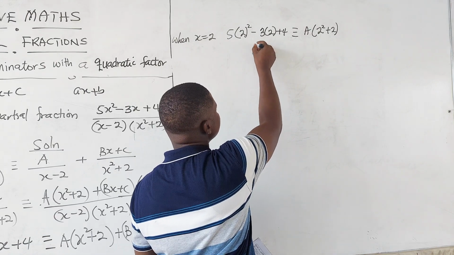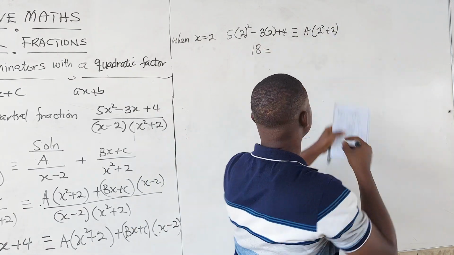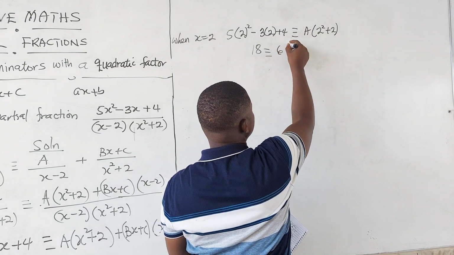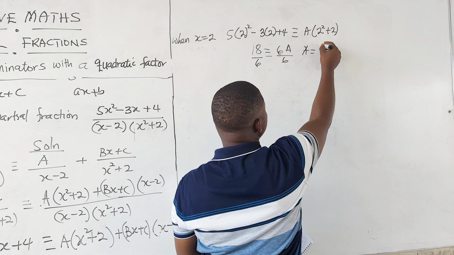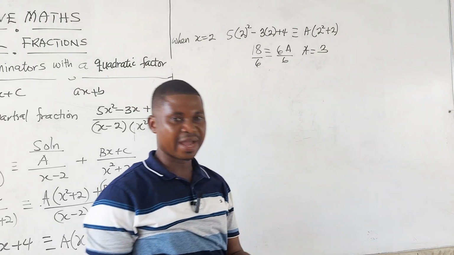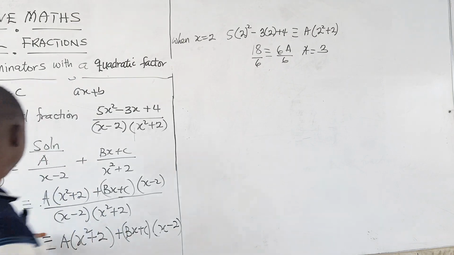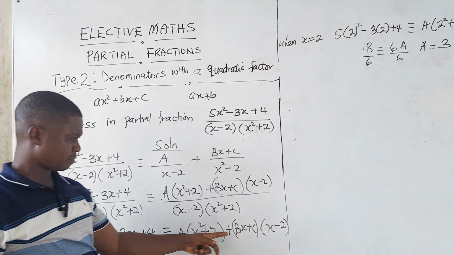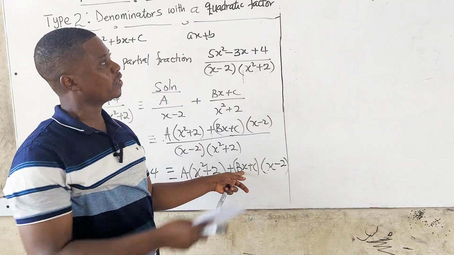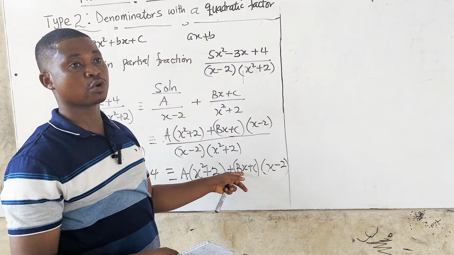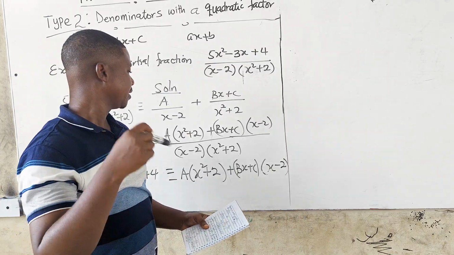So 18 is equal to, 2 squared is 4, 4 plus 2, 6, so 6A. Out of 6, out of 6, so A is giving me 3. So I have my A to be 3. Having gotten A to be 3, let's go back to the equation. I can eliminate b when x is 0. Don't forget I already have A. So when x is 0, b is gone, it's very easy for me to find my c.